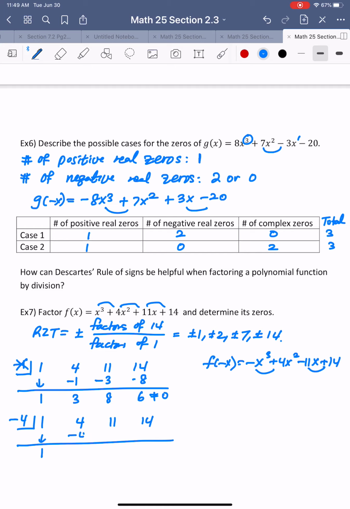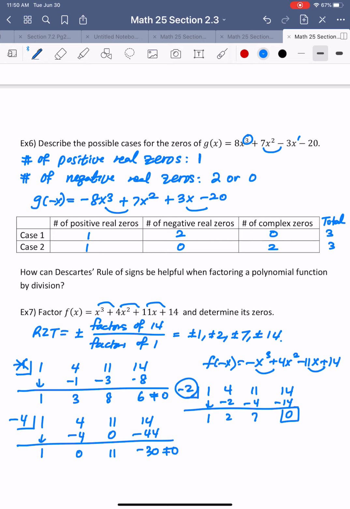Next negative number is negative 4. Drop 1, negative 4, 0, 0, 11, negative. And then negative 44, which is a negative 30, right? Which is not going to be a zero. But I skipped one, so 1, 4, 11, 14. I use the negative 2. So drop 1, negative 2, 2, negative 4, which is a 7, 14, negative. It's going to be 0. Yes, we got it, right? So this is a zero.